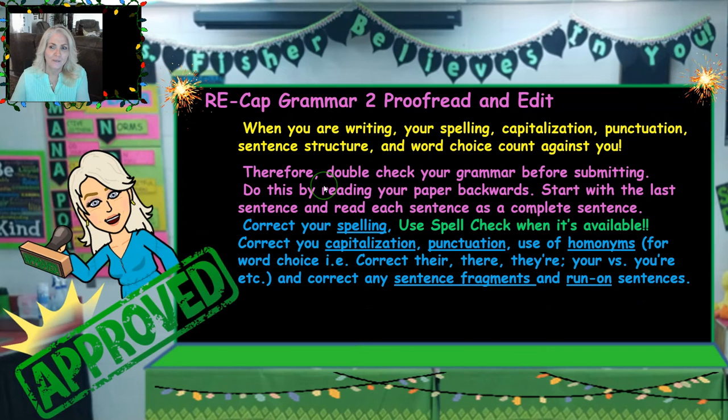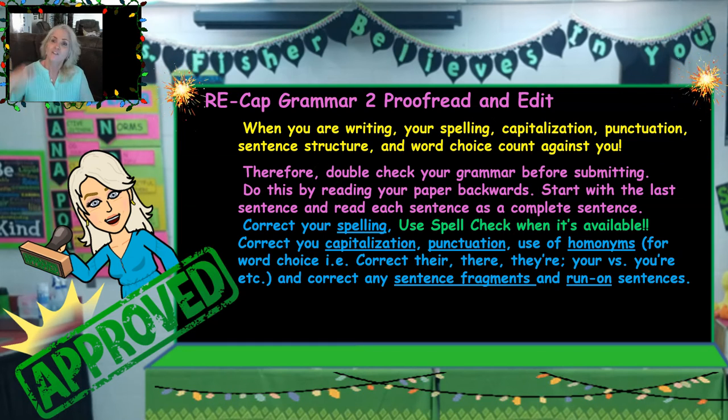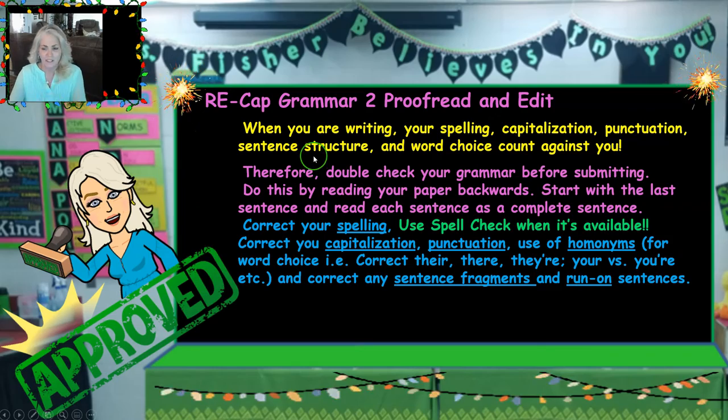All right, when you proofread, make sure you use that spell check. Make sure that every sentence is not a fragment or a run-on, and capitalize, punctuate, do everything perfectly. You are being counted for and against by your grammar. So please, please, please, please, you know what to do. Take your time and reread it and do it right.